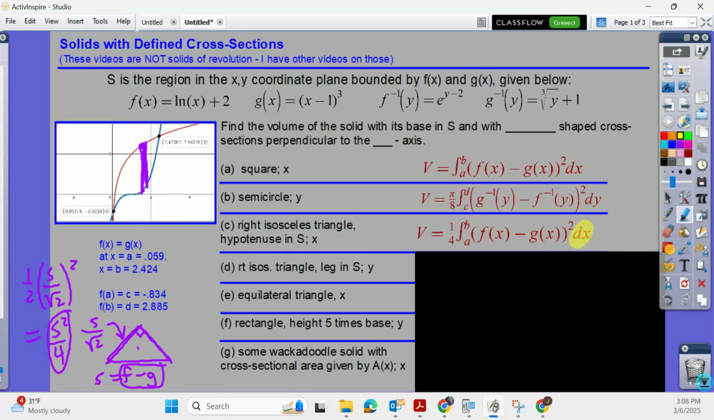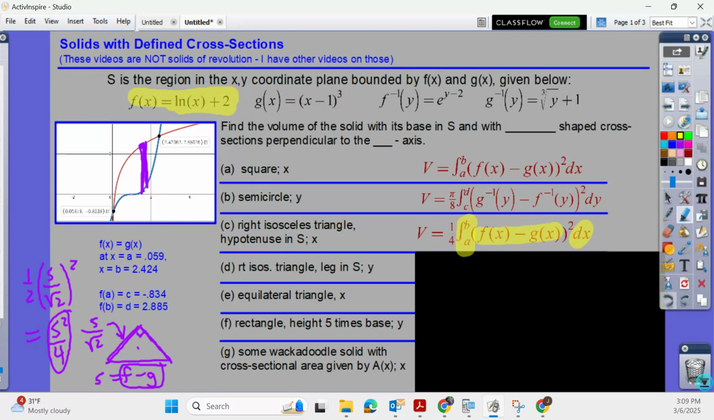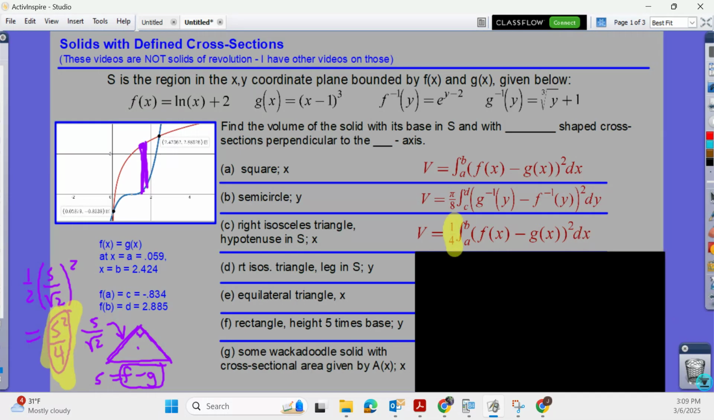So we've got dx, we've got x values for the limits of integration, a and b, and it's f minus g because it's y as a function of x minus another y as a function of x. Okay, that's the setup. All right, and the 1/4 is that coefficient that we just found here.